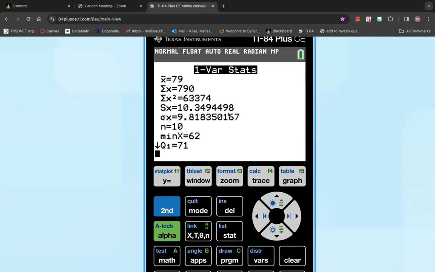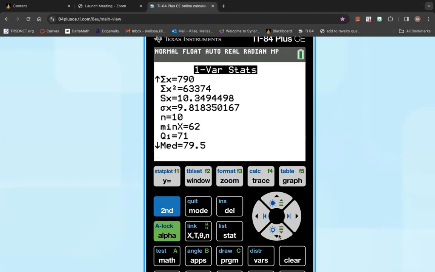These two are the helpful things. So we have our Sx, which is sample standard deviation. So Sx, sample standard deviation. Sigma x is our population standard deviation. So this is the one we calculated. We got 9.82. This has 9.82. It's really good when our numbers are the same. Our n just tells you how many values you have. So there's 10. The 62 is our minimum value.